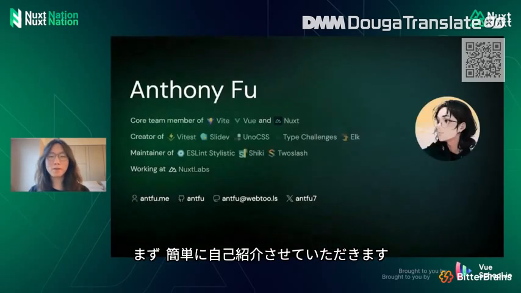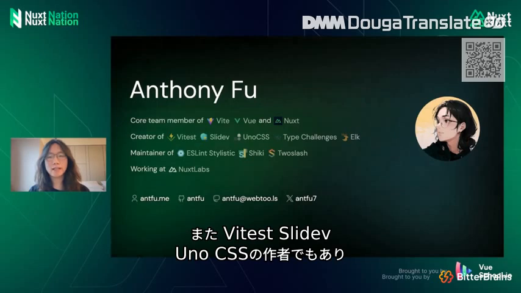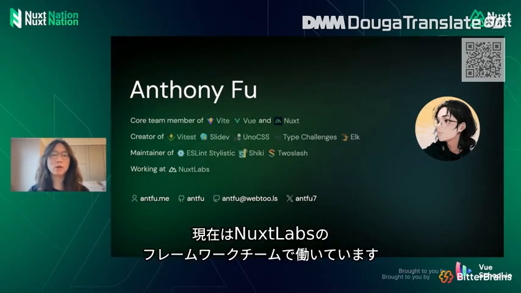So first, let me introduce myself a bit. My name is Anthony Fu, and I'm a core team member of Vite, Vue, and Nuxt. I'm also the creator of Vitest, Slidev, UnoCSS, and etc. I'm currently working at NuxtLabs on the framework team.